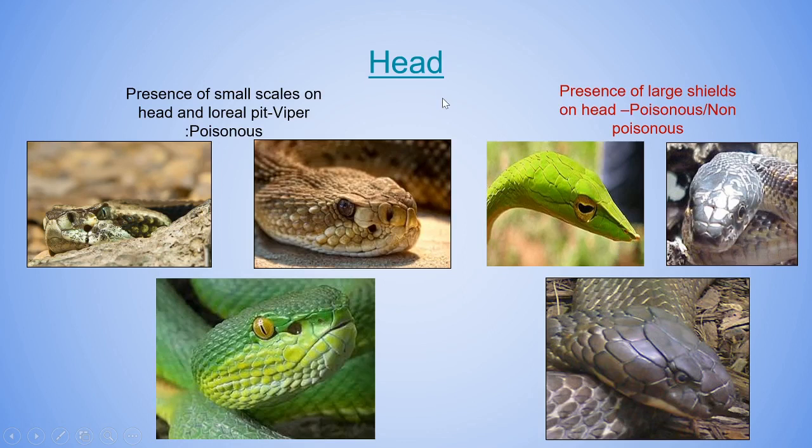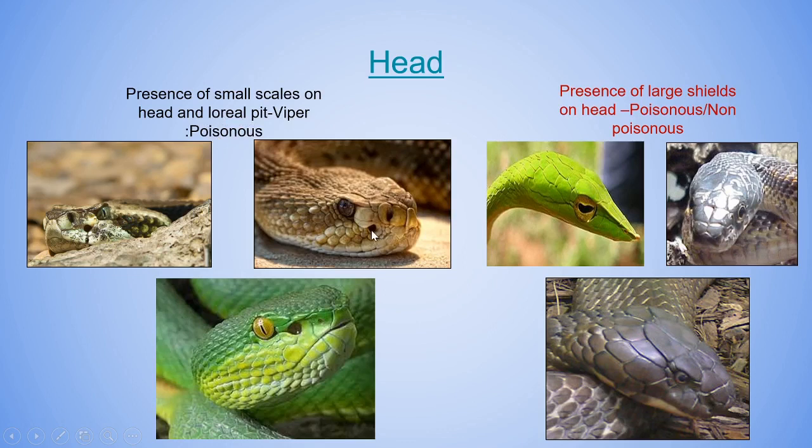So this is the head. Regarding the head, as we said, if the head is having very small scales like this, you can see here it is the smaller scales, and this is confirmed to be vipers. Vipers have such a type of scales in the head, and you can see it is more or less triangular. The head of a viper is more or less triangular and with very small scales in the head. The entire body is having more or less the same type of scales, and that is a feature that is confirmed as viper. Another feature is the presence of this loreal pit.